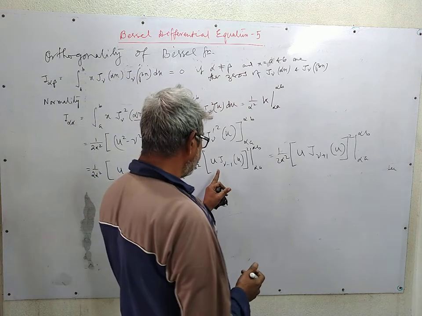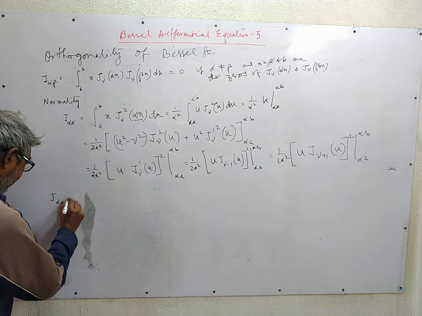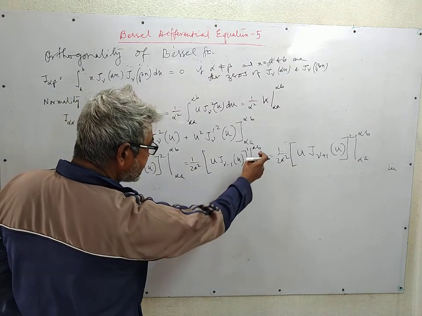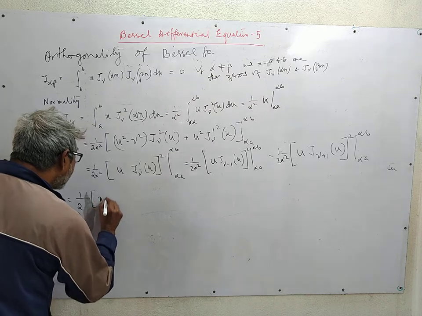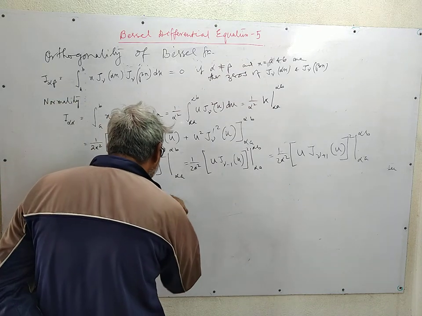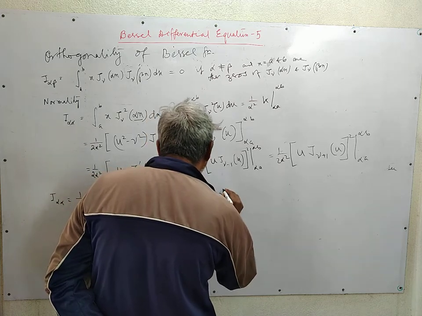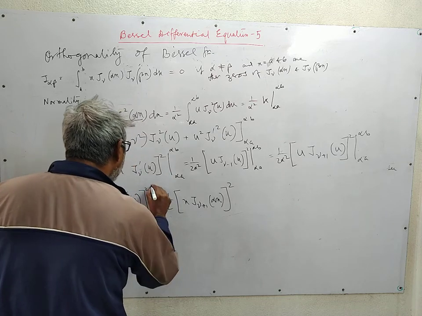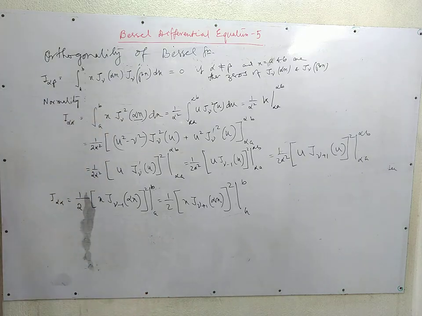If we write these two relations with respect to x, we can write I alpha is equal to the first relation, 1 upon 2 alpha square, and when we write the upper limit, this is alpha square b square, and the lower limit is alpha square a square. So the alpha goes, and we have x j nu minus 1 of alpha x with limits a to b. Similarly, the other one is twice x j nu plus 1 of alpha x square, with limits a to b. A popular choice for a and b is a equal to 0.